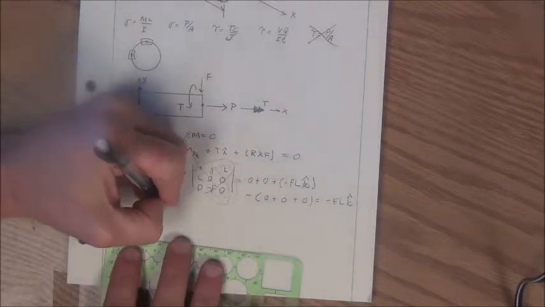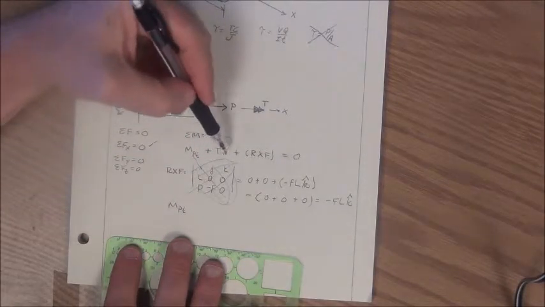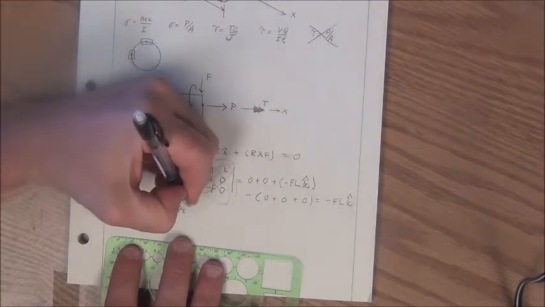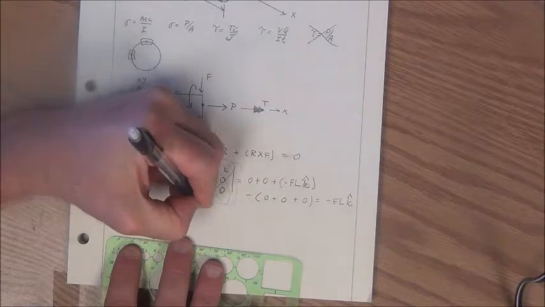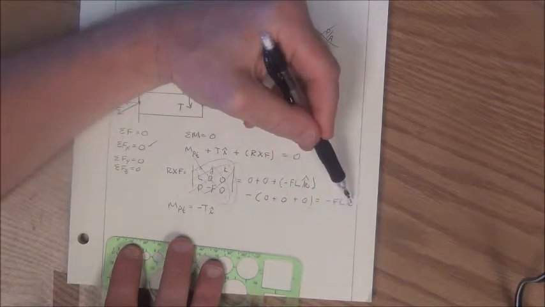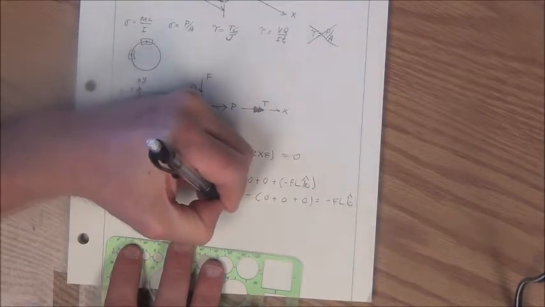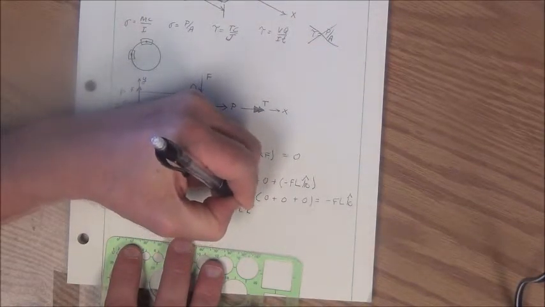My moment expression can be written, hauling the T to the other side, as a minus T in the I direction. My minus FLK hauled to the other side becomes a plus FL in the K direction.